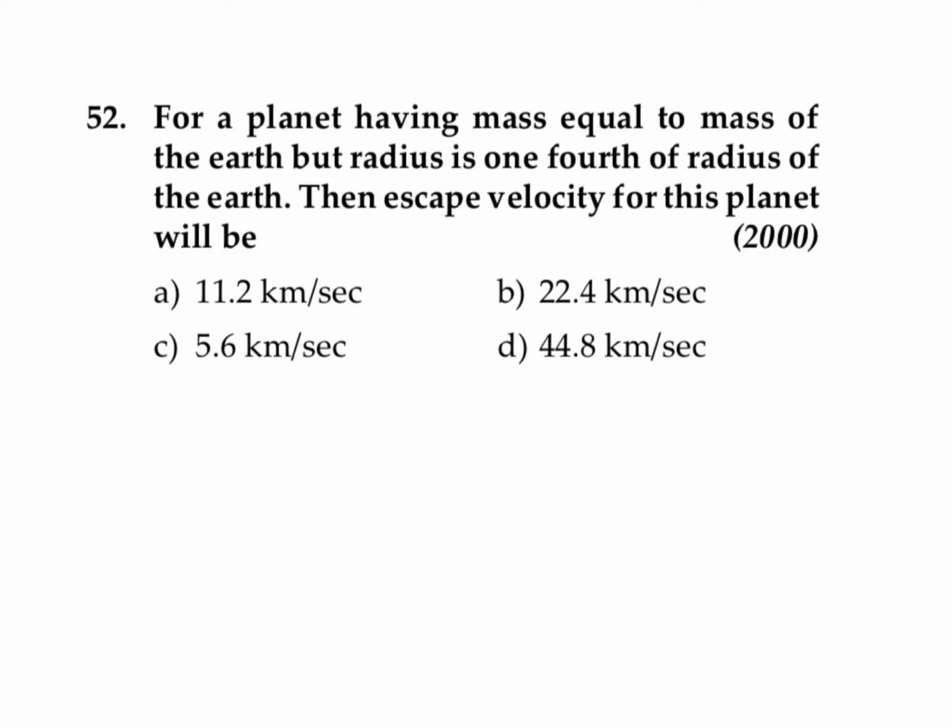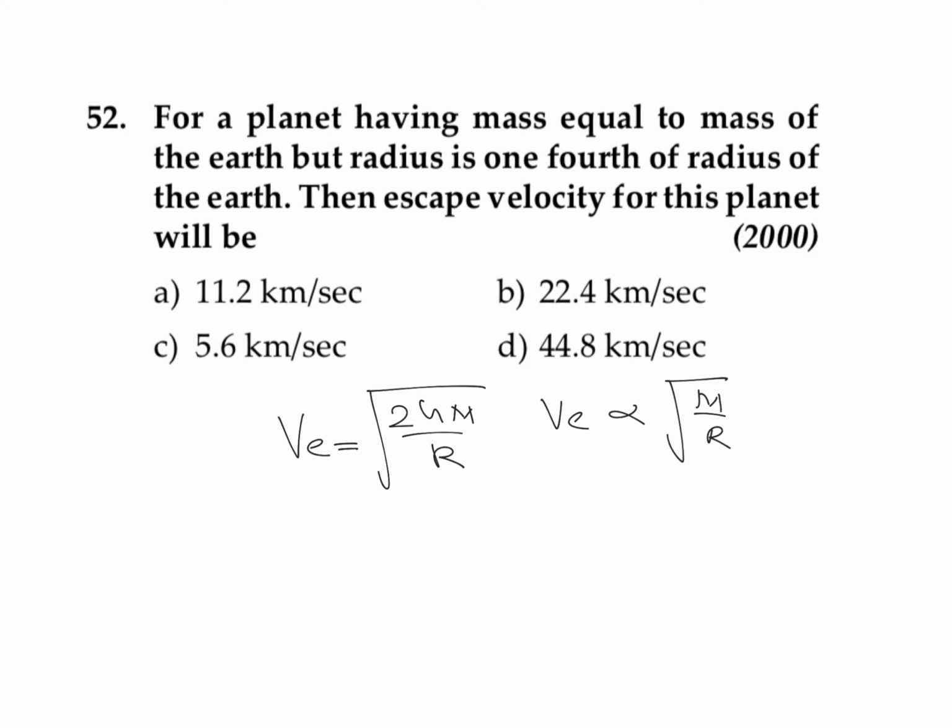For a planet having mass equal to the mass of Earth, but radius 1/4 of the radius of Earth, the escape velocity for this planet will be? So we know the equation for escape velocity is equal to under root of 2GM divided by R. Or you can write that escape velocity is directly proportional to root of M divided by R.